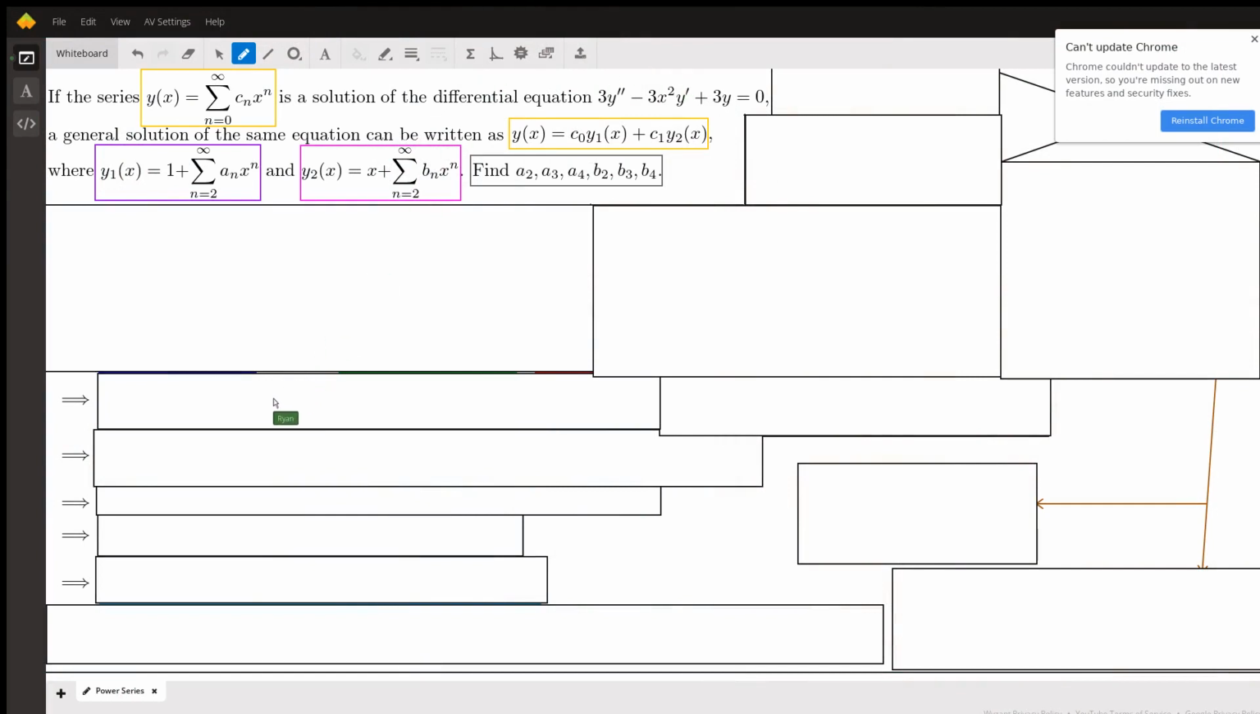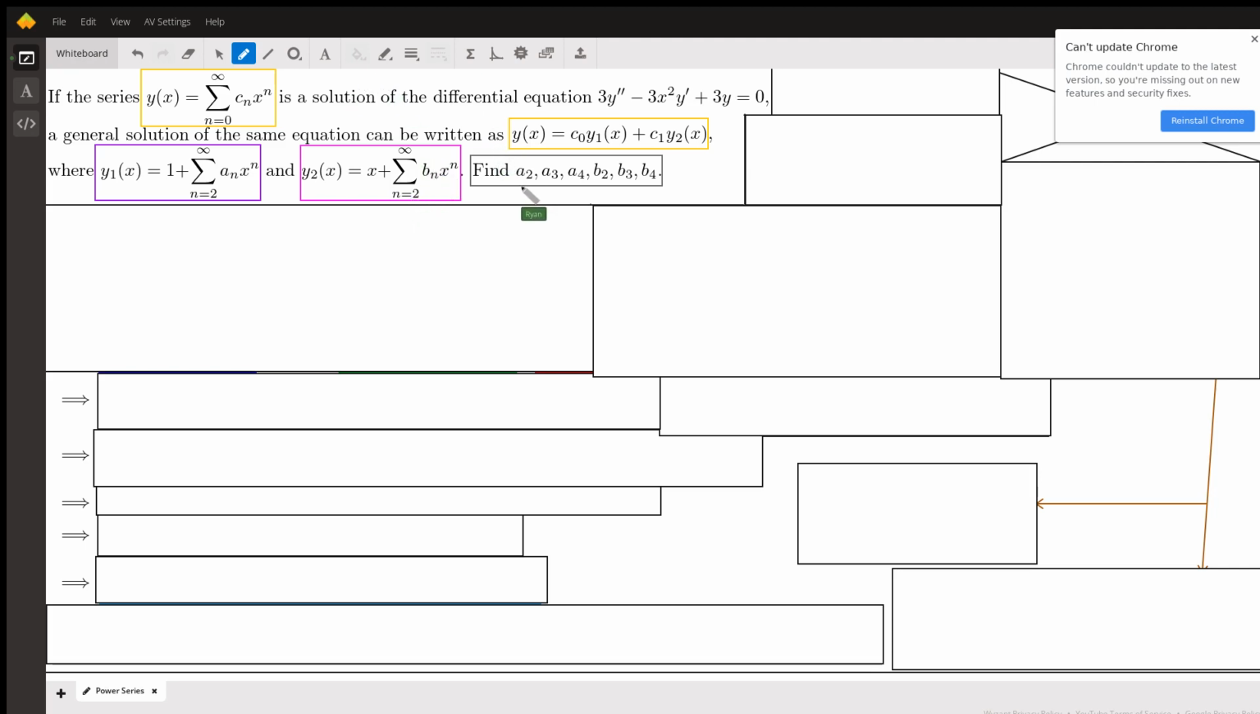Okay, let's solve a power series differential equation question. If the series y of x equals this generic power series here is a solution of the differential equation 3y'' minus 3x squared y' plus 3y equals 0, then a general solution of the same equation can be written as y equals c0 y1 plus c1 y2, where y1 is 1 plus this other power series starting at 2, and y2 equals x plus yet another power series starting at 2.